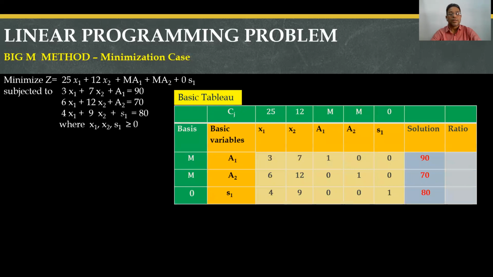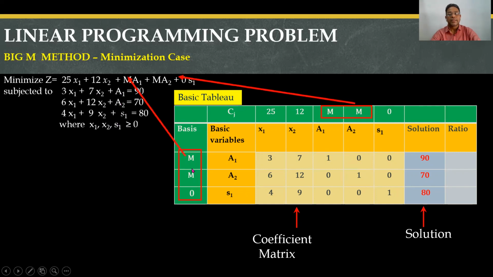Now, this minimization case is represented here. So plus a1 plus a2, so here we'll have 1 for a1, here we'll have 1 for a2, and here we'll have 1 for s1. The coefficient matrix, the solution, the identity matrix, and this M and 0 will come from the objective function. Okay, this is to be remembered.